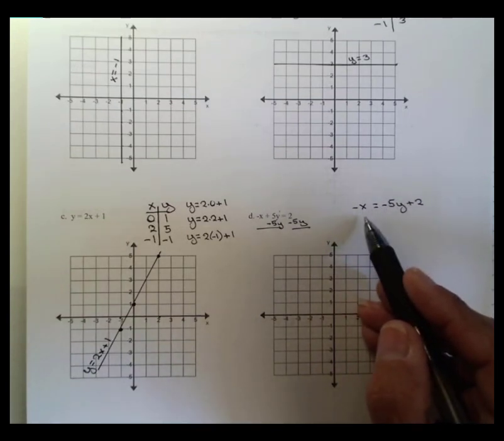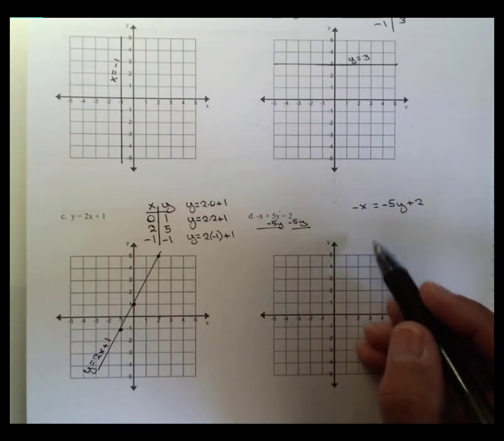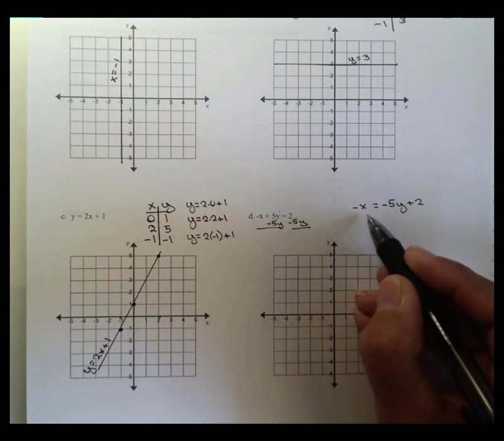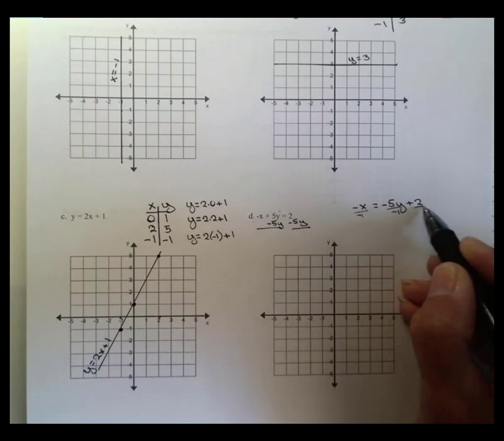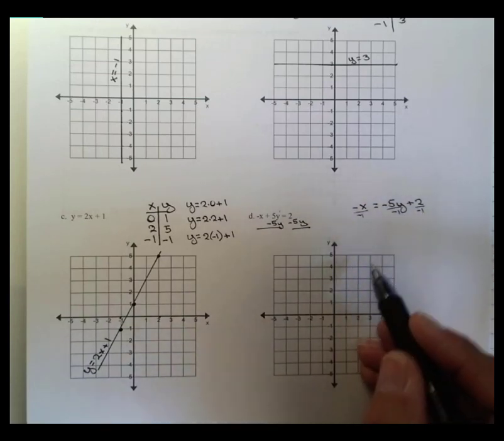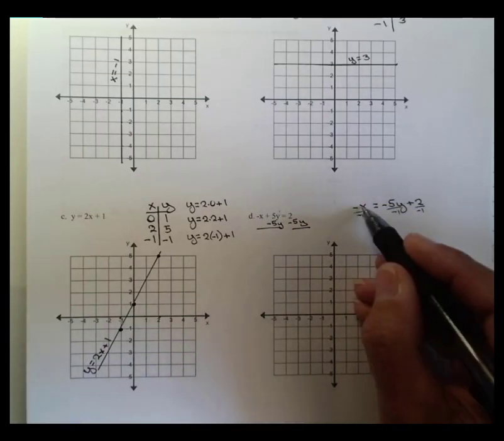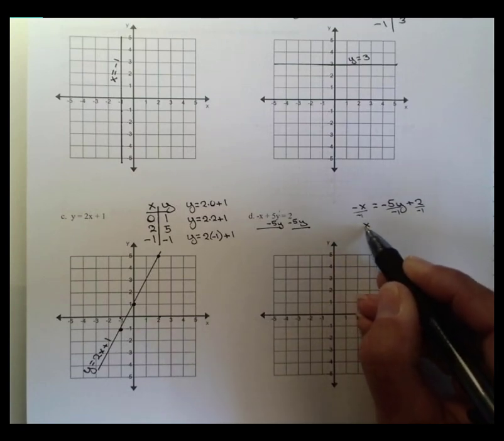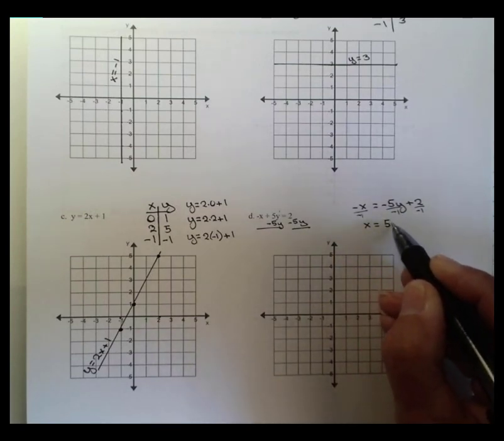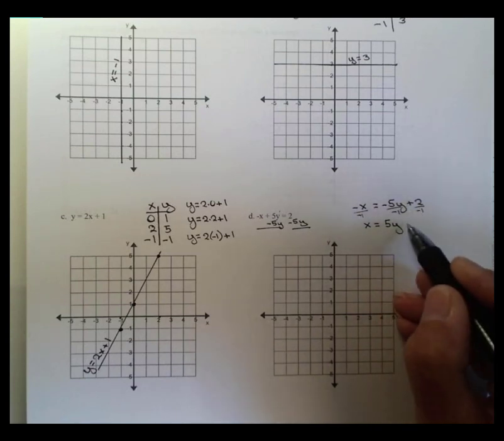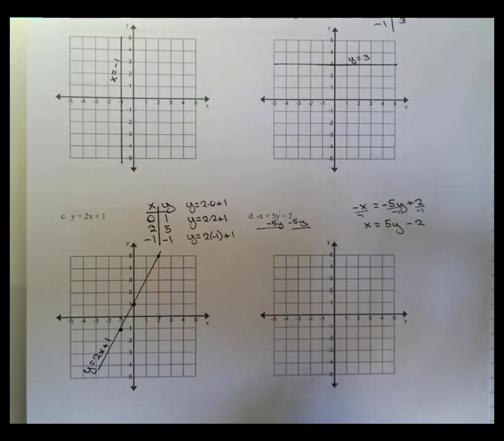I need to solve for a positive x. I'd rather that was a positive x. So I'm going to divide all of these by negative 1. In other words, I'm dividing both sides of the equation by negative 1. So negative divided by negative gives me positive x. Negative divided by negative gives me positive 5. Positive divided by negative gives me a negative 2. And now I have things that are easier for my math.